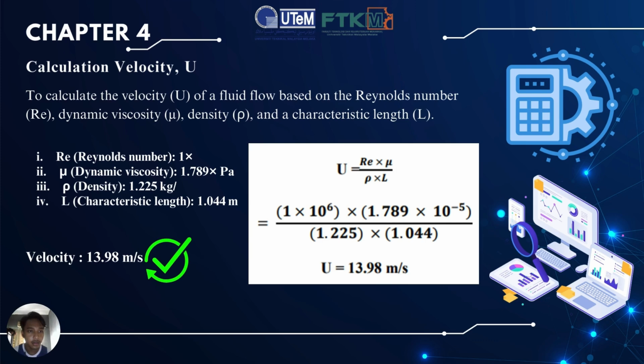This is the calculation for velocity. The velocity can be obtained by Re times dynamic viscosity over density times characteristic length, and the velocity we got is 13.98 meters per second.